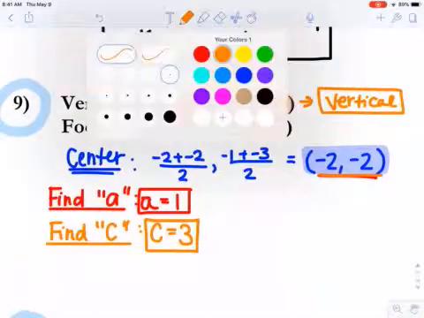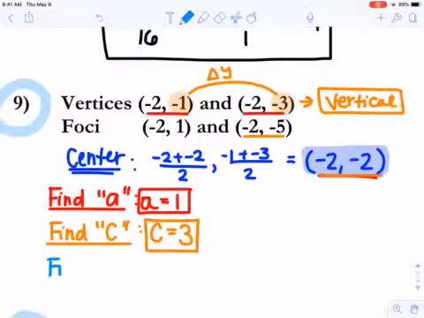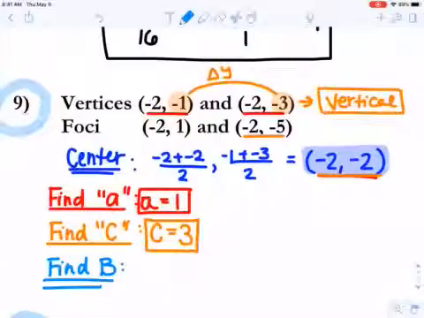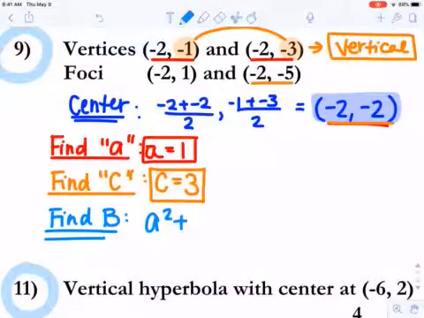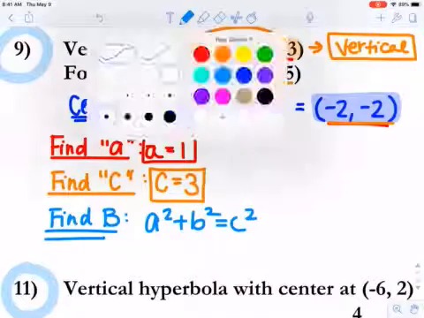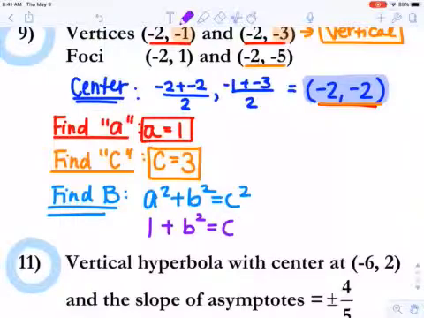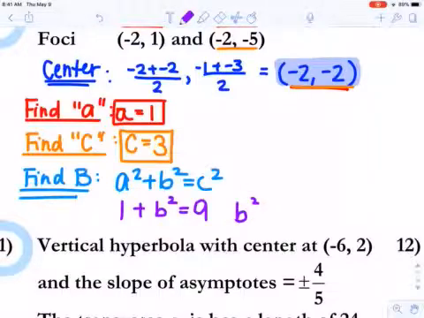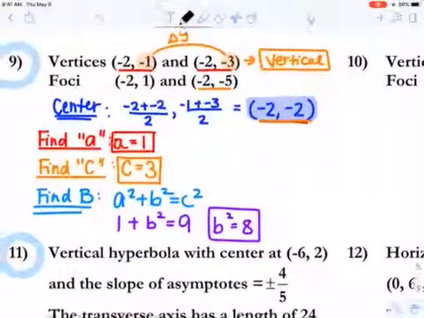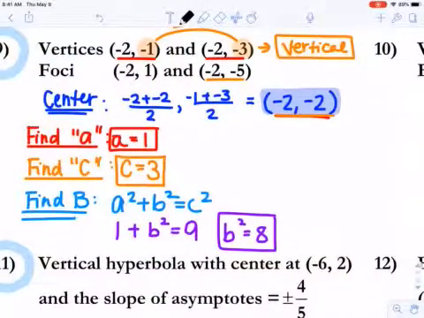All right, so now we're going to find B, by doing A squared plus B squared equals C squared. It's early in the morning while I make this video, so excuse any mathematical errors there. A squared is 1 plus B squared equals 3 squared, which is 9. So subtract over 1. And we get B squared equals 8, which I'm actually just going to pause on. I'm not going to square root, because when I actually write the equation, I don't have to square. I'm going to have to re-square it anyway.